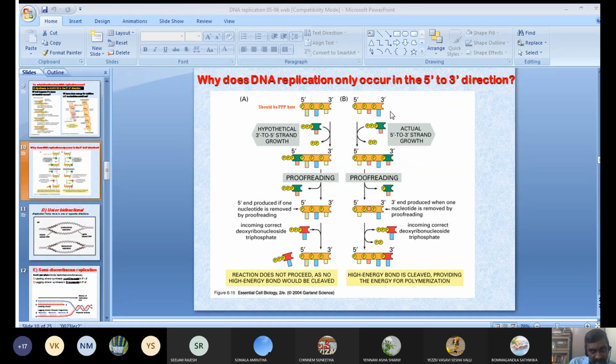So this is the 3' to 5' strand, and this is the 5' to 3' strand. A proofreading activity will be done, and the 3' end is produced when one nucleotide is removed by the proofreading. Then the incoming nucleotide will be joined to this. The pyrophosphate will be released, and this nucleotide with the single phosphate will go and join to this. That means the high energy bond is cleaved, but whereas here there is no cleavage. The pyrophosphate cleavage is the high energy bond cleavage, which provides the energy for polymerization. So this is what we see with this molecule, right?